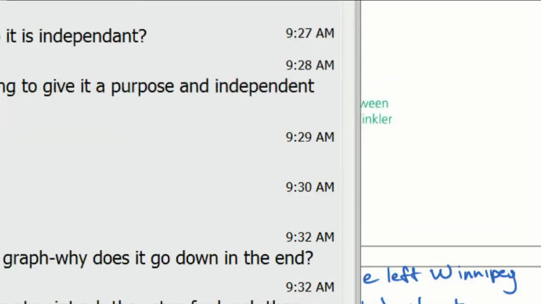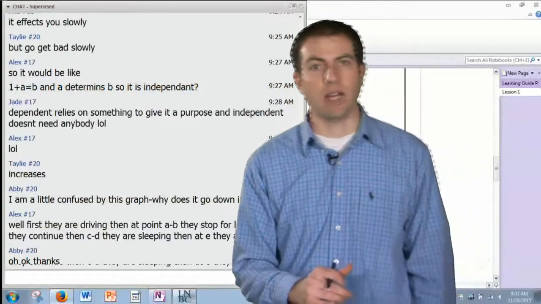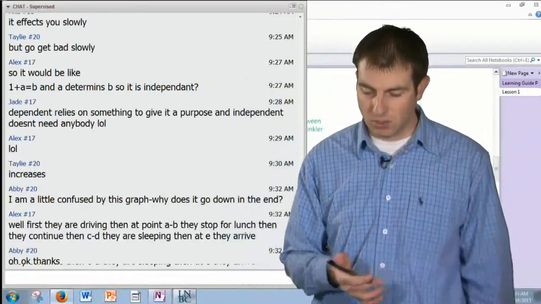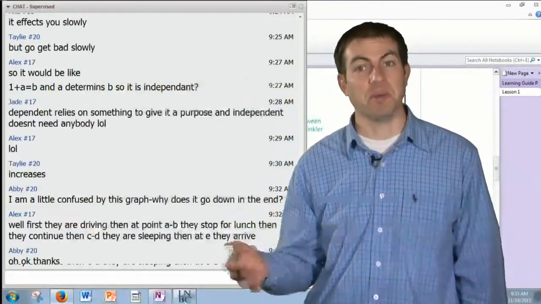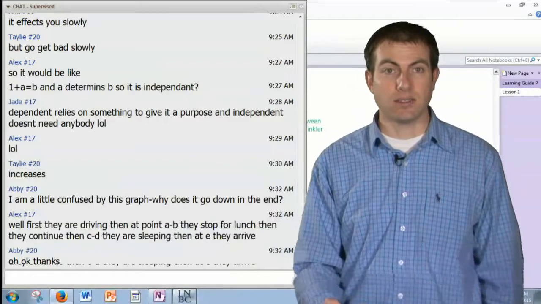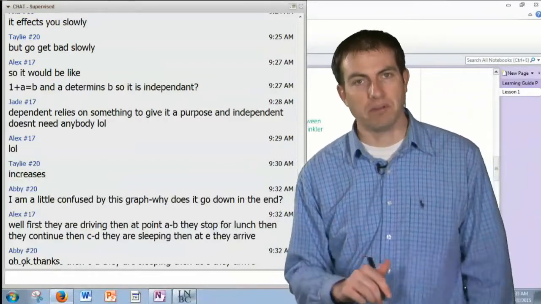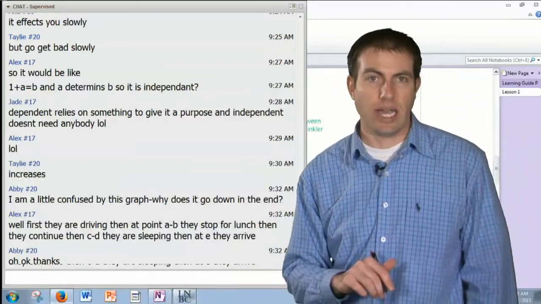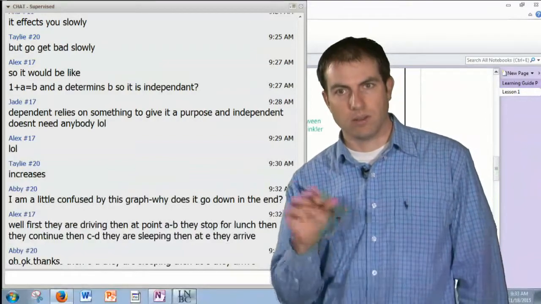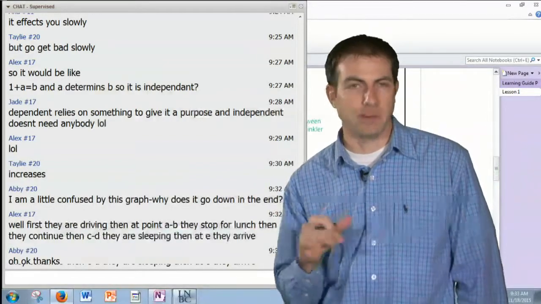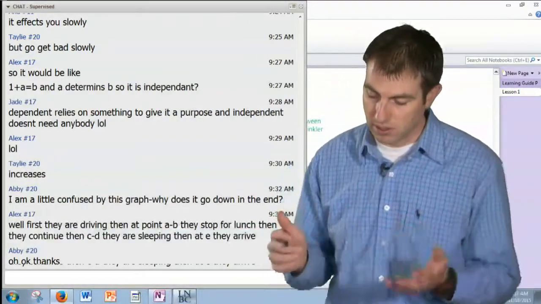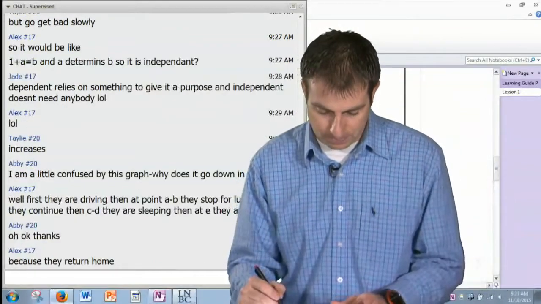Some good questions here. Abby, why does the graph go down in the end? Once we get to that segment, we'll talk about what's happening there. I think Alex's comment up above yours is really accurate. It looks like there's a horizontal line, so we'll eventually talk about what that means.